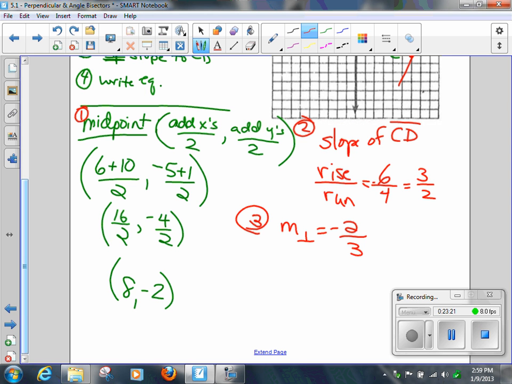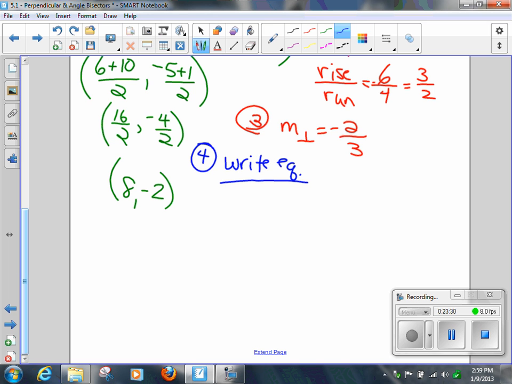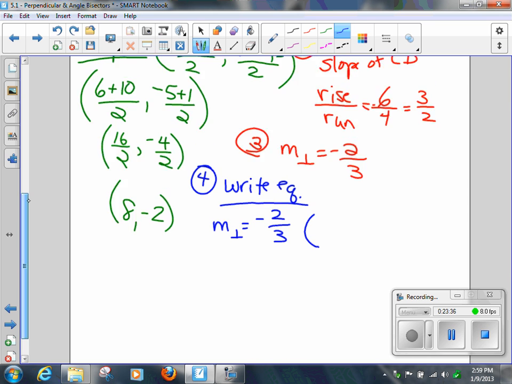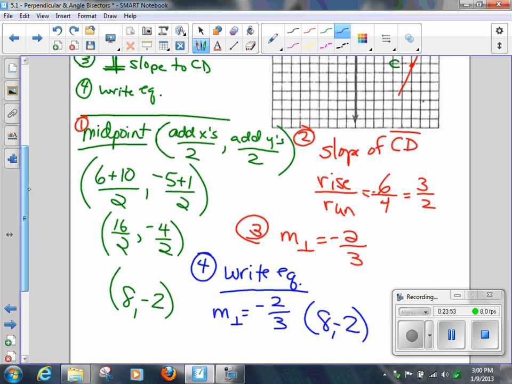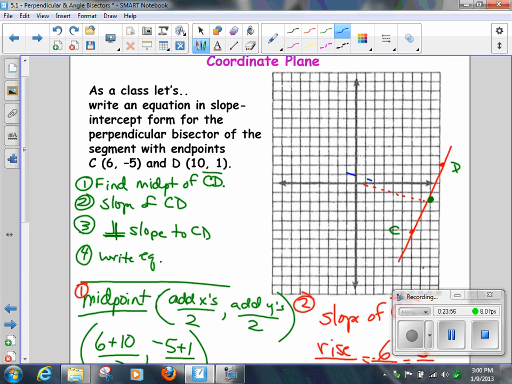And now, finally, we have to write the equation using our perpendicular slope of -2/3, and it's going to pass through which point? It has to pass through which point, folks? Come on, guys, which one? 8, -2. Why? It has to go through that midpoint. Remember, we're creating the line that's doing this right here. That's the line we're writing the equation for, the blue line, okay?